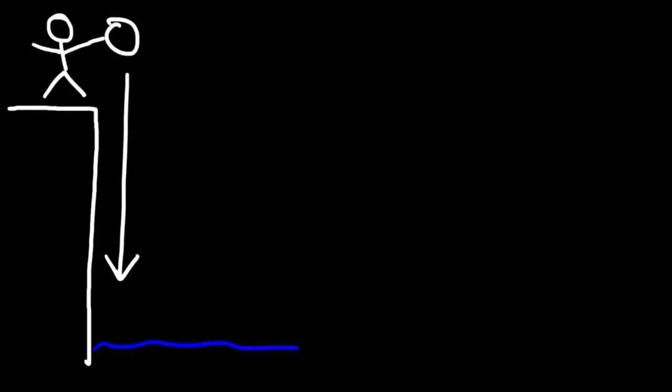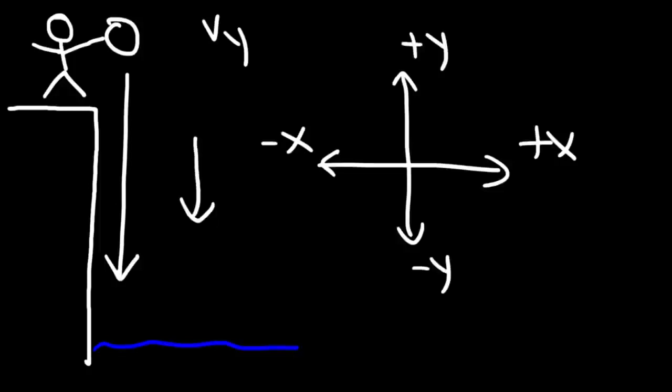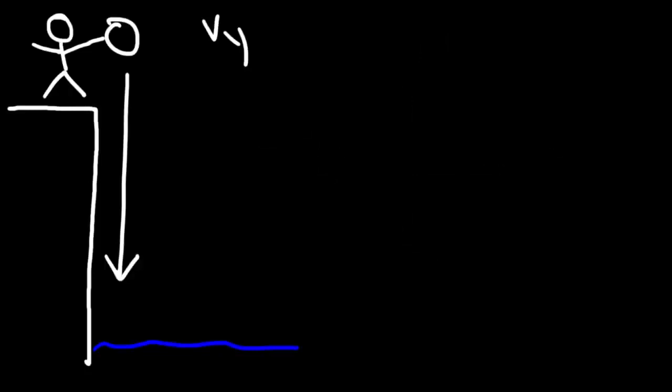Now, what can you tell me about Vy, the vertical velocity of the ball? Over time, will it become positive or negative? Well, we know that velocity is speed with direction. And right now, the ball is going to be moving in the negative y direction. So this is positive x, this is negative x, positive y, negative y. It's going down in the negative y direction. So Vy will become negative.